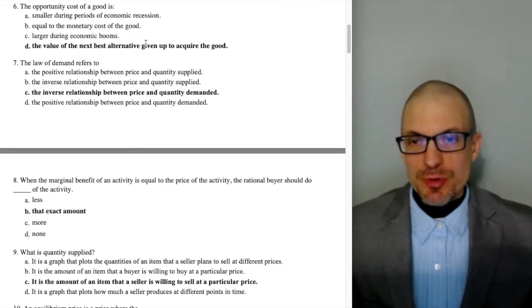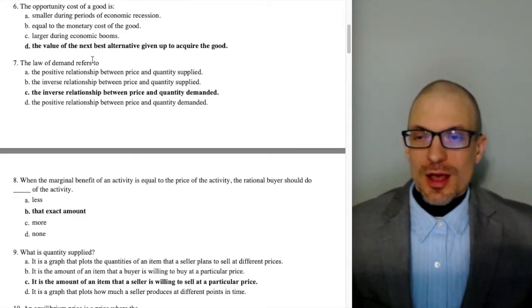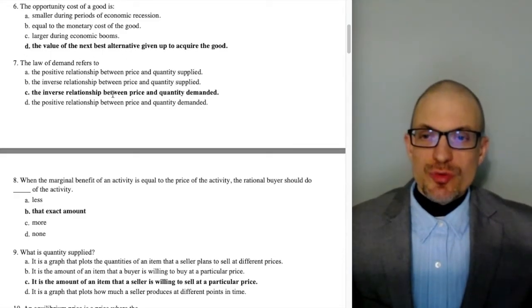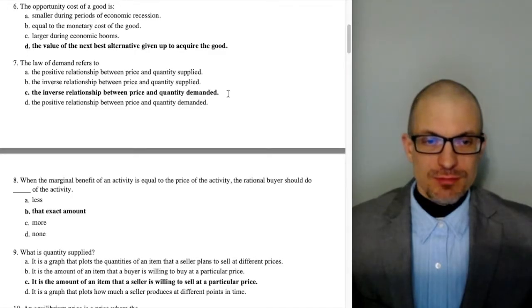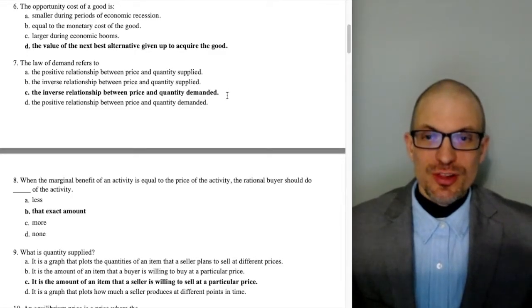It's what you've given up. It's what you've lost, right? Law of demand refers to the inverse relationship between price and quantity demanded. That's just true by definition. That is literally the law of demand.